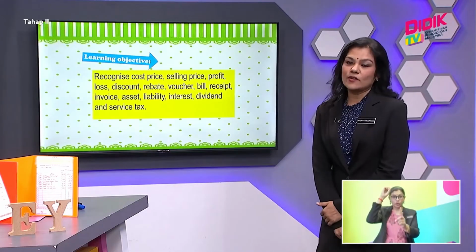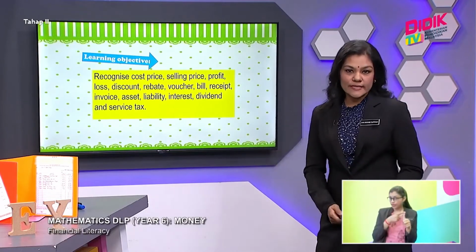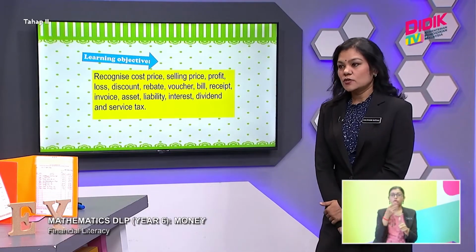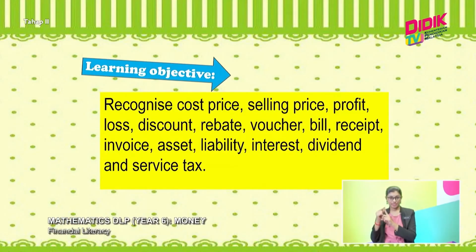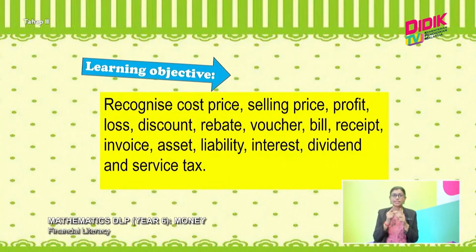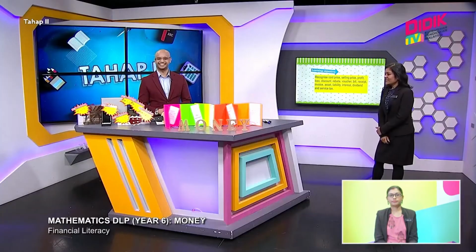So kids out there, you're going to know more and more terms in financial literacy. You're going to recognize what is cost price, selling price, profit, loss, discount, rebate. Normally discount and rebate are the same, but what's the difference between discount and rebate? So voucher, bill, receipt, invoice, asset, liability, interest, dividend, and service tax. Okay, kids? Okay, Sean? How do you feel when you hear all these terms?